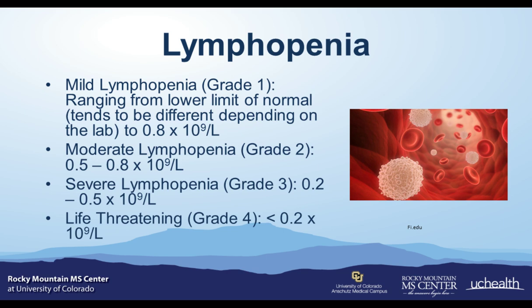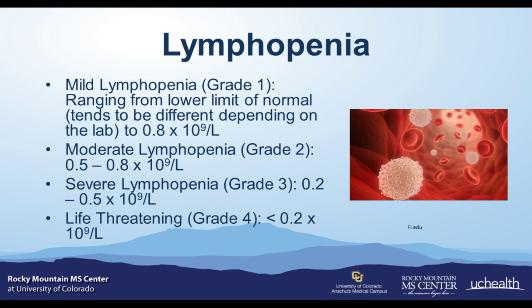When we talk about lymphopenia, and this is probably something that you'll see on blood work that's done with your physician if you're on this medication, we categorize something as mild if your lymphocyte count is from the lower end of normal to about 0.8. It's moderate if it's between 0.5 and 0.8. It's severe if it's 0.2 to 0.5, and then life-threatening if it's less than 0.2.